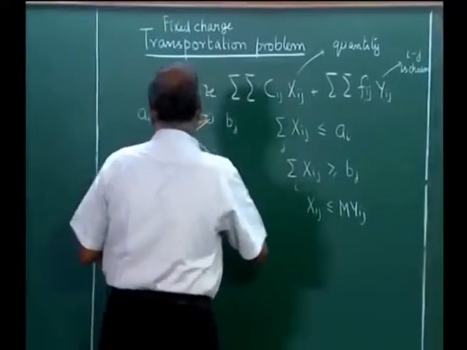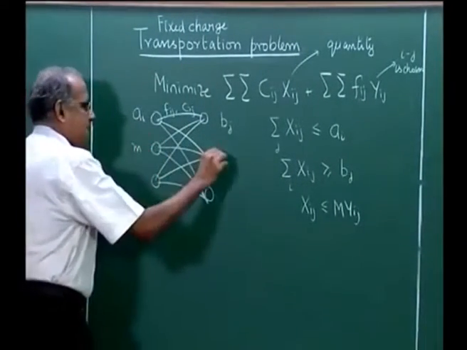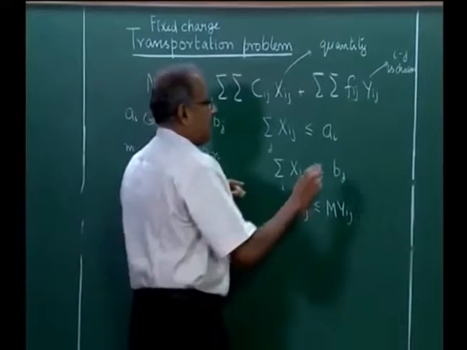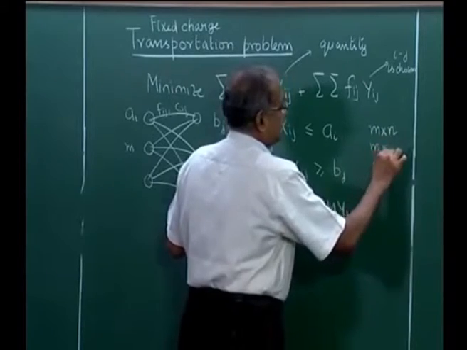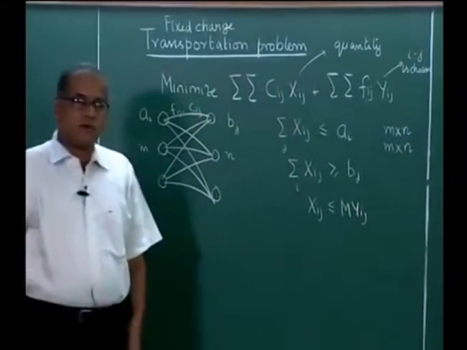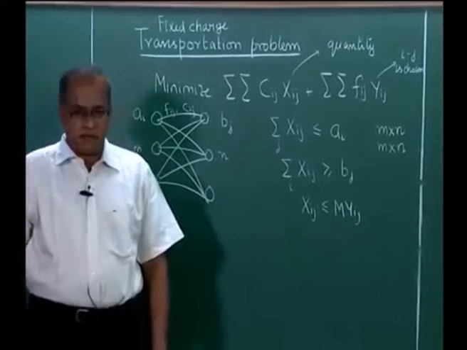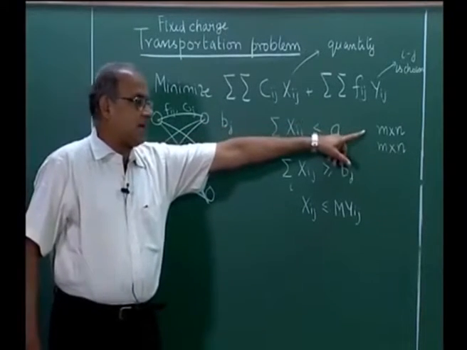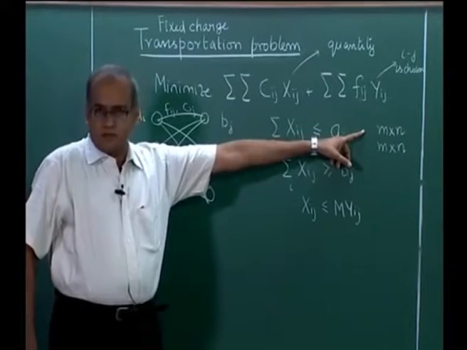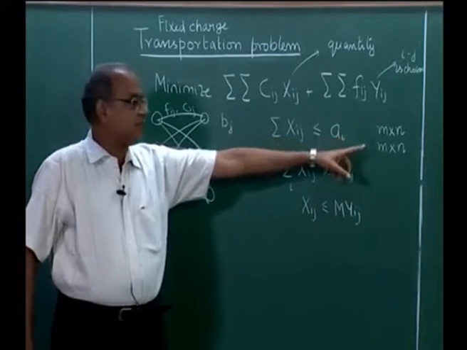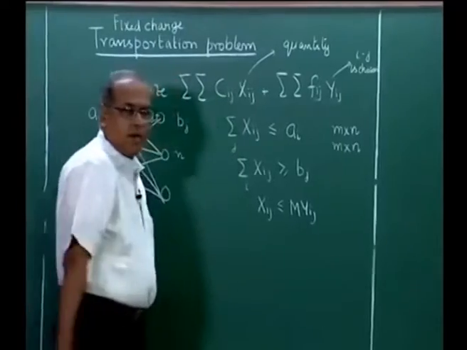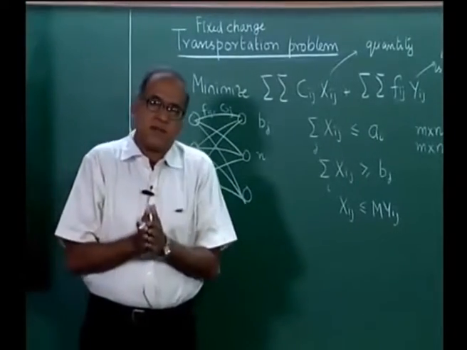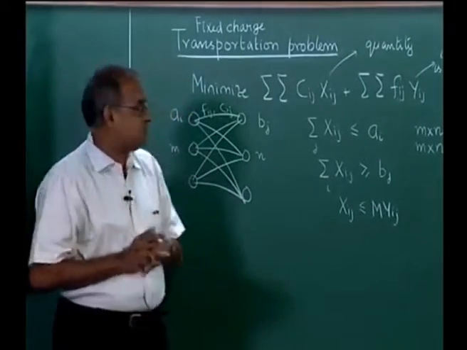So if there are m supply points and n destination points, there are m into n Xij variables and m into n Yij variables. So it has 2 times mn variables, where the mn Xij variables are continuous variables, they need not be integers. The other m into n are binary variables, these Yij's are binaries. So we have a problem that has binary variables as well as continuous variables.